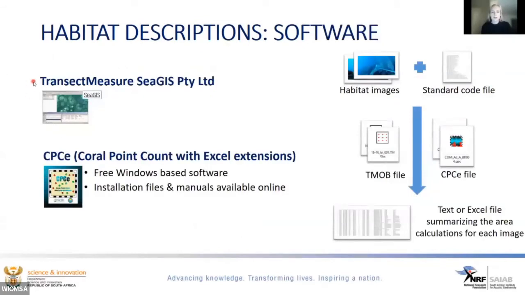Okay, so at SciAb, our platform uses 2 software to carry out habitat descriptions. The CGIS Transect Measure software is very efficient. However, you do require a software key to use it. There is CPCE, which is Coral Point Count. It's freely available, and this is what we'll work through today, just because it's available to everyone. When these software are used in combination with the SOPs, they produce completely comparable data. Both of these software require habitat images as well as the code file in order to create a single text or Excel file that summarizes the area calculations that you decided on for each image. In the process, every single sample is analyzed and a software file is created called a TMOB file in Transect Measure, and a CPCE file in CPCE.